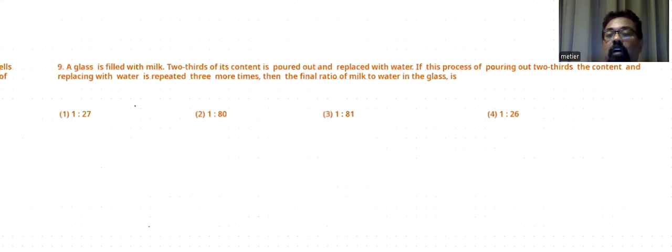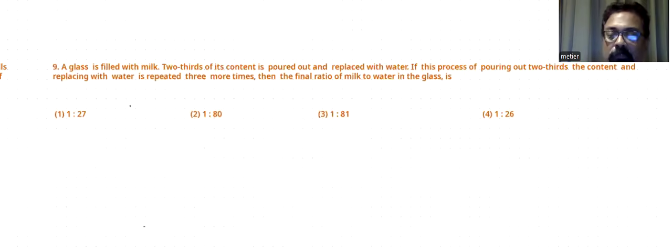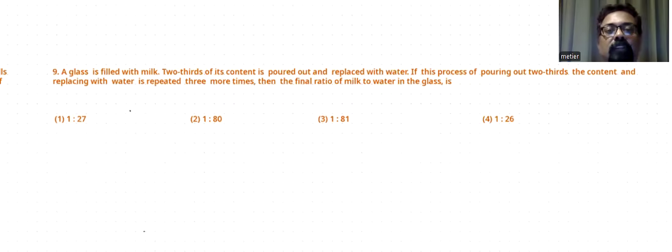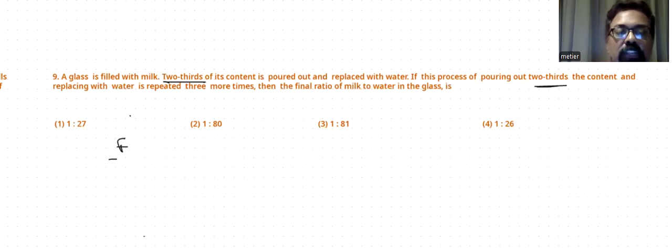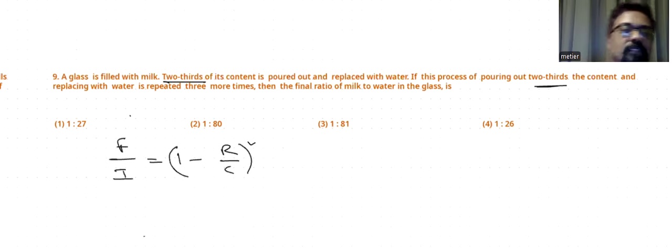It is a very beautiful question of removal replacement, but you have to look at the data. First, 2/3, the first replaced amount, 2/3. This 2/3 will be continuing, meaning there is no change in rate. So very simple question here. This question you can solve within 15 to 20 seconds by using the removal replacement formula. What is the formula? Final fraction of depreciating liquid by initial fraction of depreciating liquid equals 1 minus rate of change by capacity of the vessel whole to the power n, the number of times it happens.